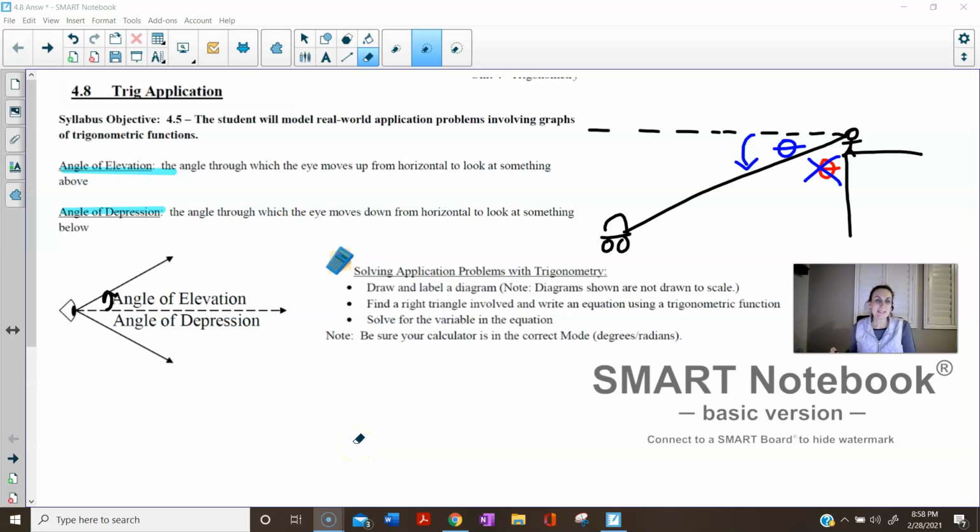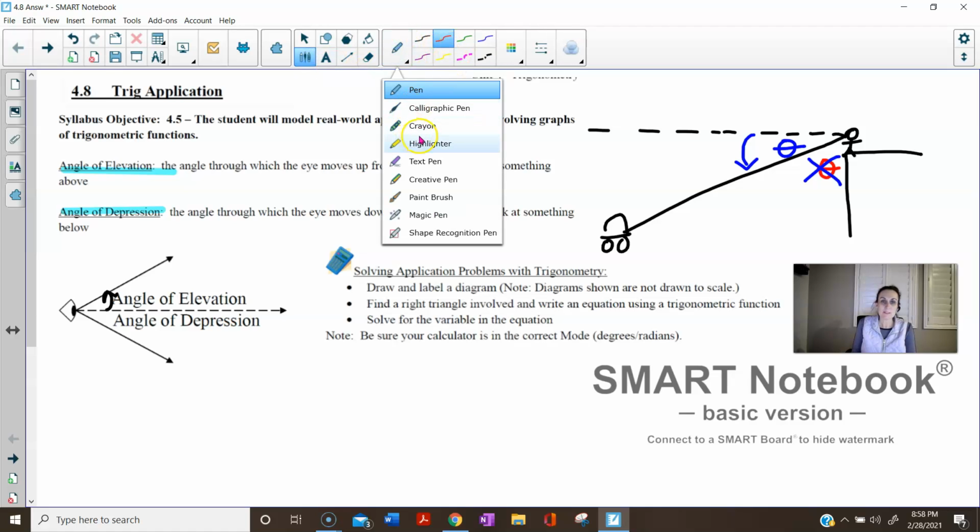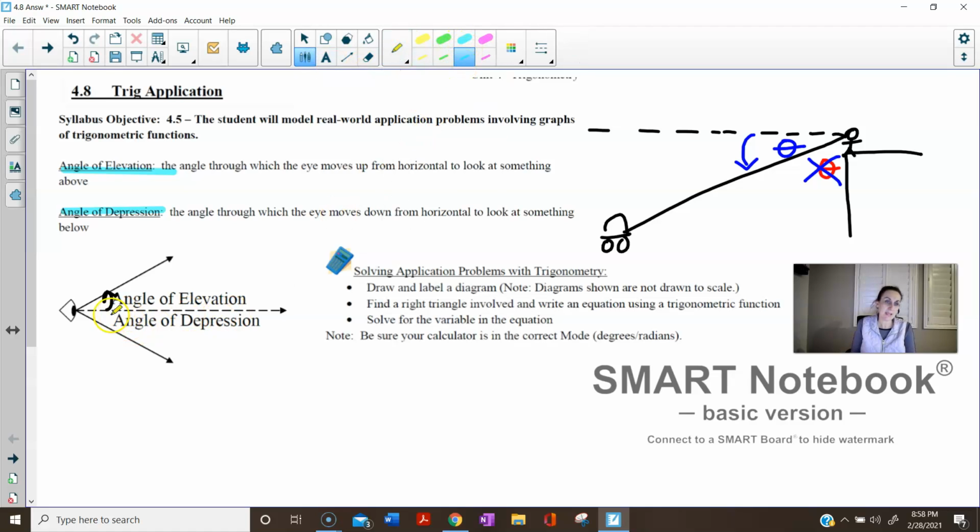So now we're trying to do some trig application problems, some story problems with angle of elevation and angle of depression. The angle of elevation is simply the angle from the horizontal looking up. So right here would be the angle of elevation. The angle of depression, you have to be careful.